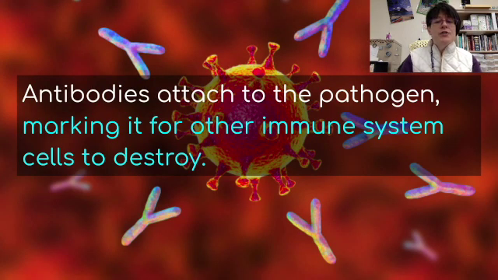Antibodies attach to the pathogen, marking it for other immune system cells to destroy. So these Y-shaped things, these are antibodies, and it will attach to these projections out of the virus. Those are on the pathogen, and it will find sites where it attaches to mark it as an invader, kind of like spray painting it and saying, here, this is what you're supposed to be attacking.